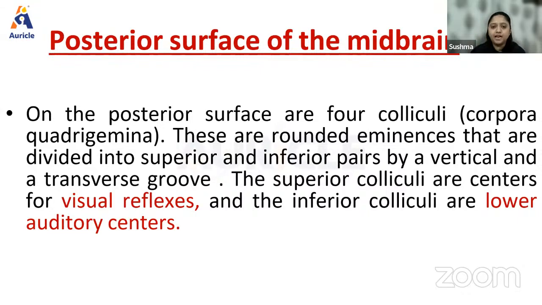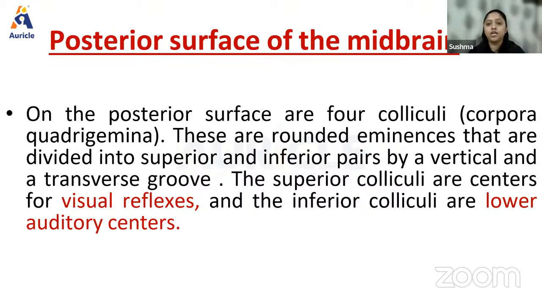Where is the fourth ventricle actually present? It is present in the pons, and above that is where the midbrain is. So when I'm looking at the posterior surface after I have removed the cerebellum, what I am seeing is the posterior surface of the midbrain. In that view, what I see is the four colliculi, which are called the corpora quadrigemina.